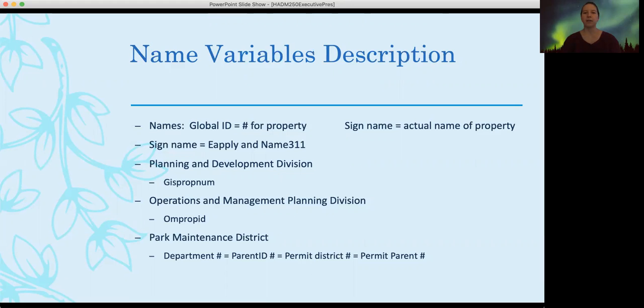Under the Planning and Development Division, the properties had another unique number identifier called GISH-problem. Under the Operation and Management Planning Division, each property also had a different unique identification number called OMPROPID. The Park Maintenance District used alternative number identifiers that were equivalent to the department number called Parent ID, Permit District, and Permit Parent. I have yet to figure out why there were many different name categories when the property names or numbers were identical.